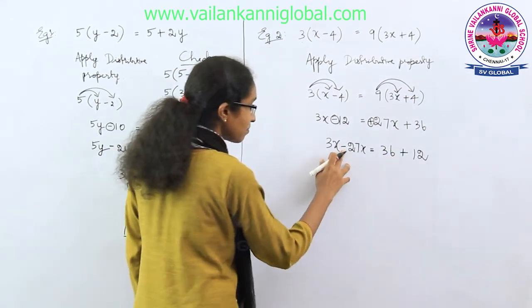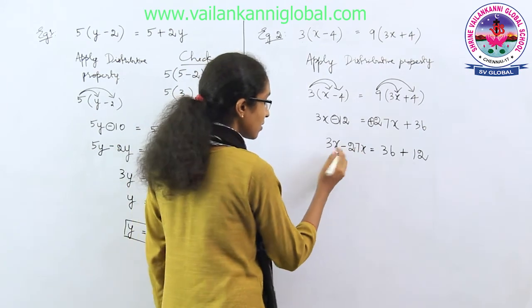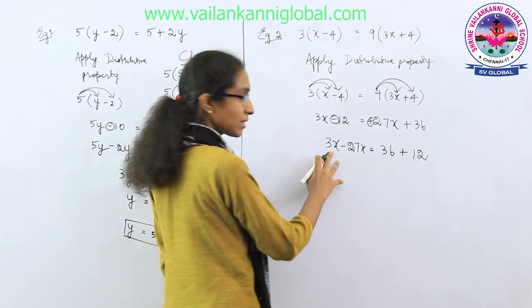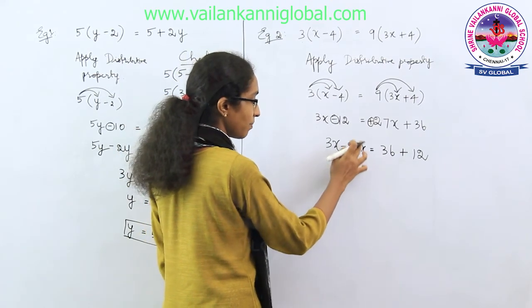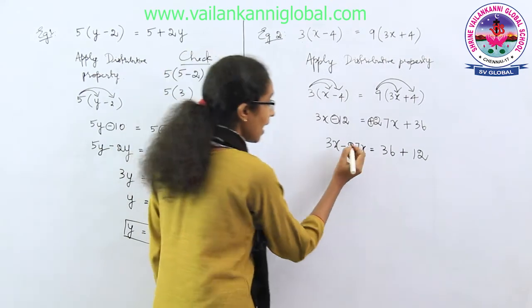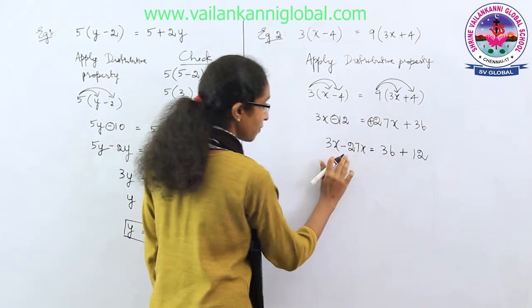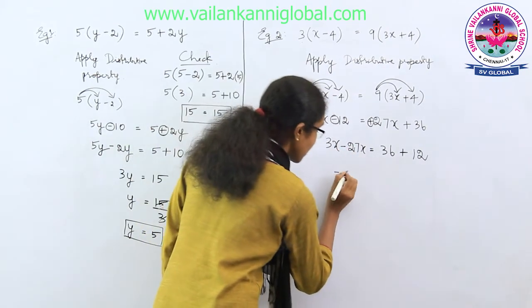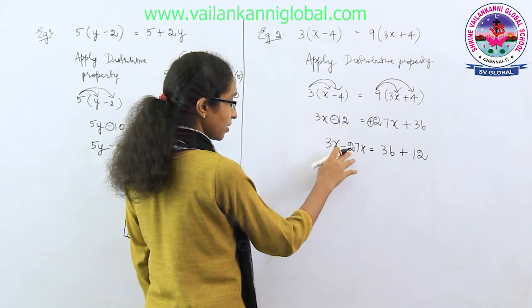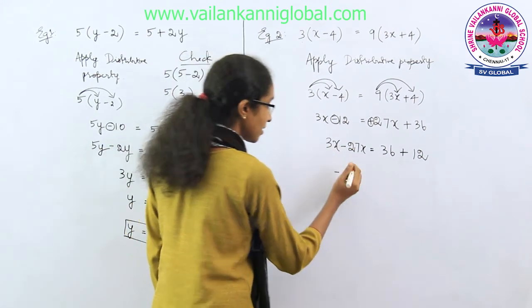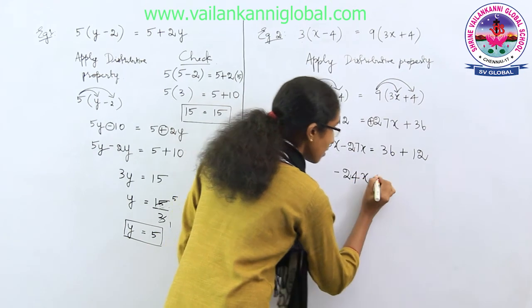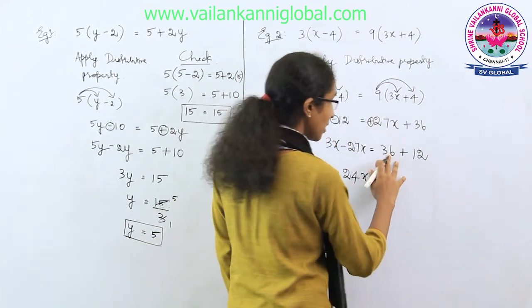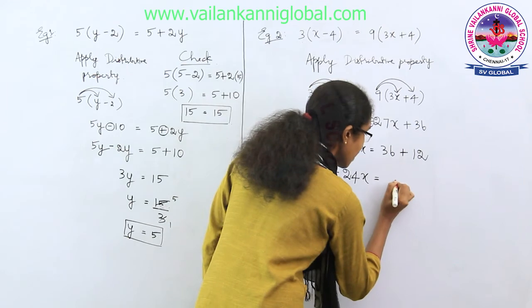So 3x minus 27x. Here 3 is a small number, whereas minus 27 is a larger number. 27 is a larger number, and it has a minus symbol before it. So we put the minus symbol, and we subtract 27 minus 3, which will give us 24x. That is equal to 36 plus 12, which gives us 48.